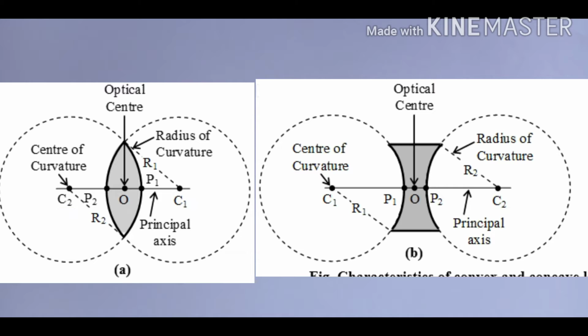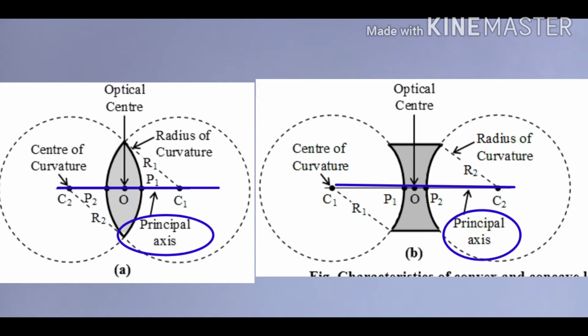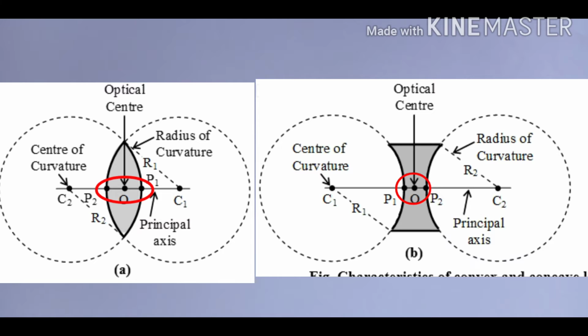An imaginary line passing through the two centers of curvature of a lens is called its principal axis. The central point of a lens is its optical center. It is usually represented by the letter O. A ray of light through the optical center of a lens passes without suffering any deviation.